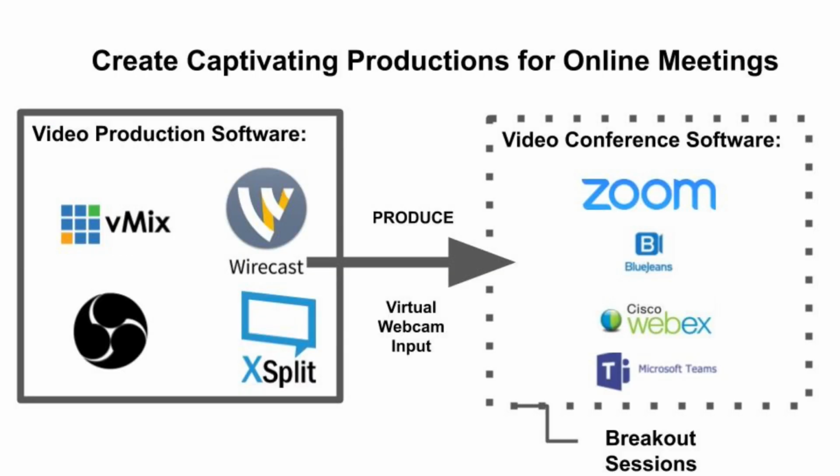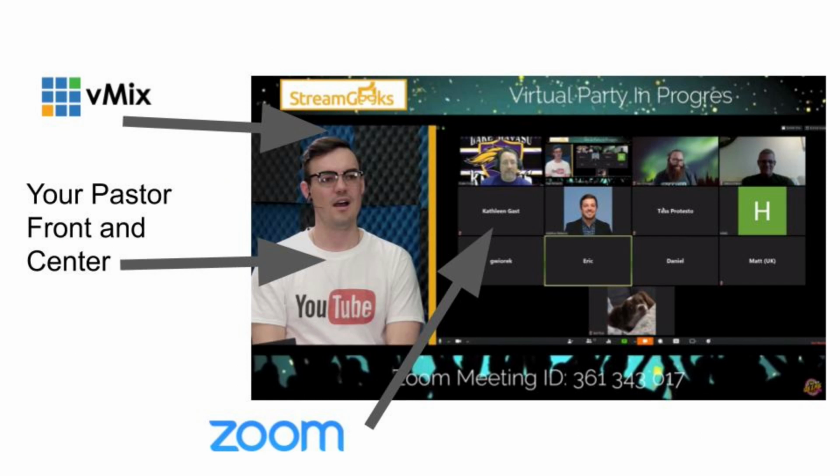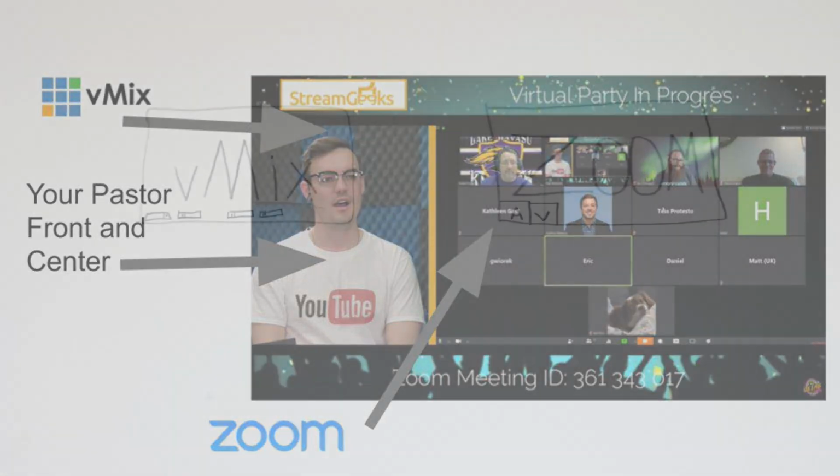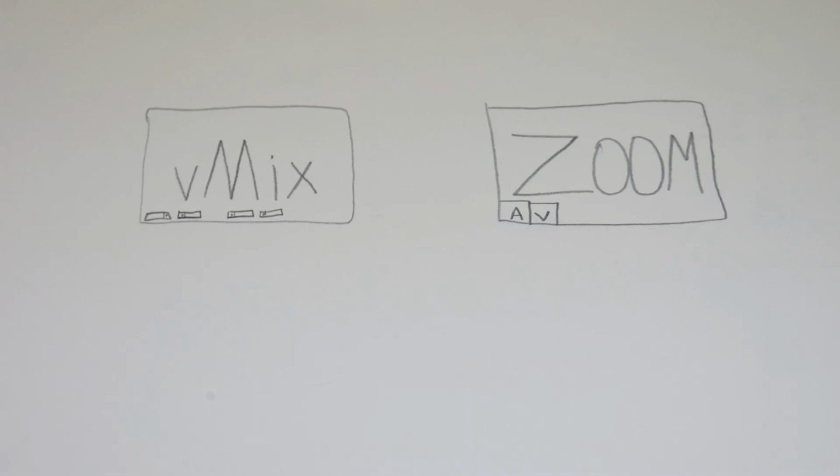You can use pretty much any video production software, including vMix, Wirecast, OBS, and XSplit to do this. And it works with pretty much any video conferencing software as well. Zoom, BlueJeans, WebEx, Microsoft Teams. So it's really worthwhile taking a look at. You can put yourself front and center and really make some awesome productions. We're going to cover every bit of that you need to know, starting with a cool little diagram.